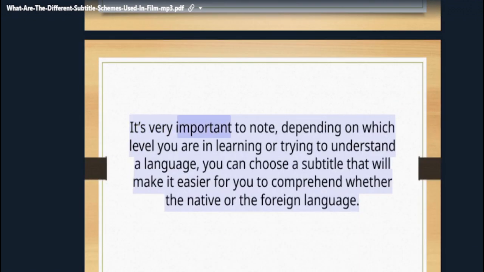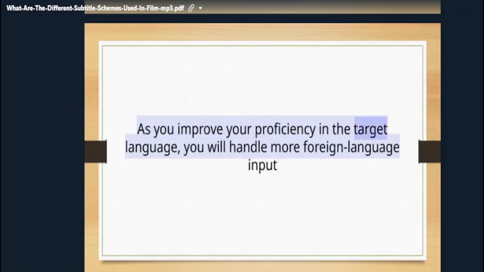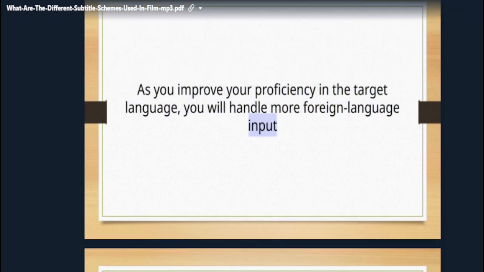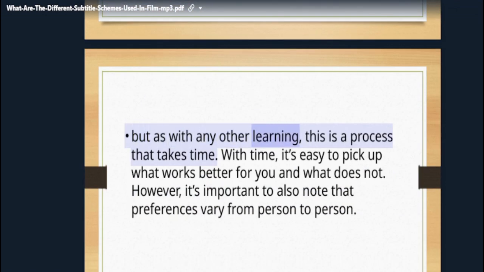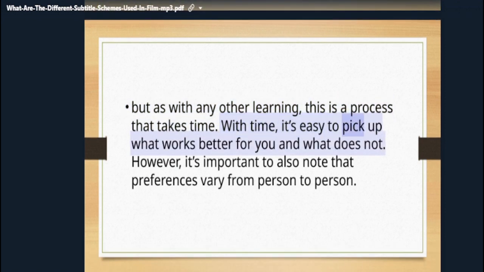It's very important to note, depending on which level you are in learning or trying to understand a language, you can choose a subtitle that will make it easier for you to comprehend, whether the native or the foreign language. As you improve your proficiency in the target language, you will handle more foreign language input. But as with any other learning, this is a process that takes time. With time, it's easy to pick up what works better for you and what does not.